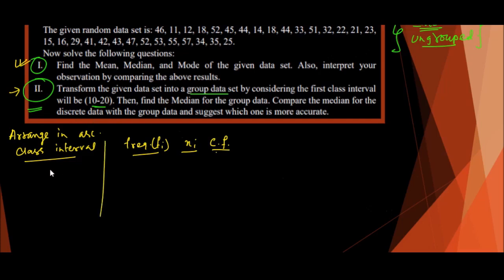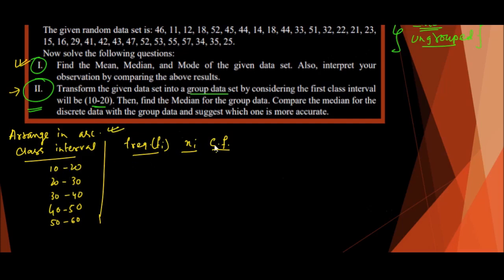Here you have the first one, given as 10 to 20. Next you can construct 20 to 30, since we are using the notion of continuous group data. Next 30 to 40, next 40 to 50. And since you have values more than 50 also, you can go for 50 to 60. Now once you have that sorted data, from there you will find the frequency, the number.